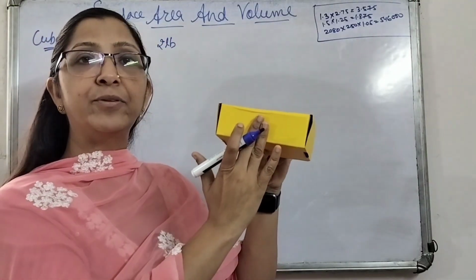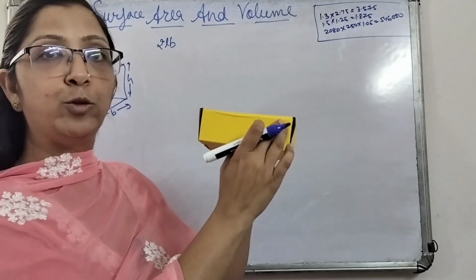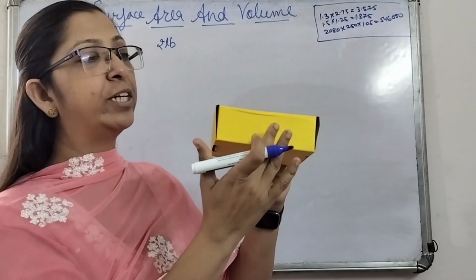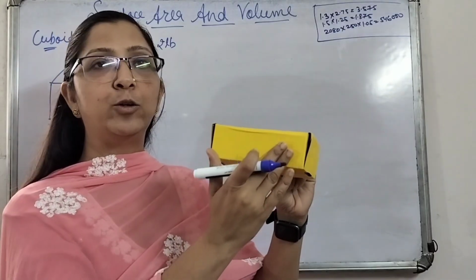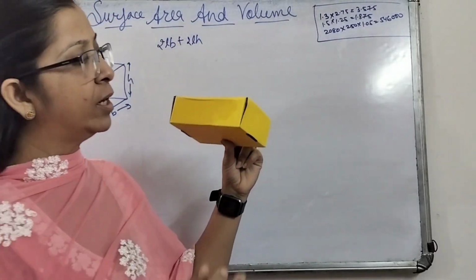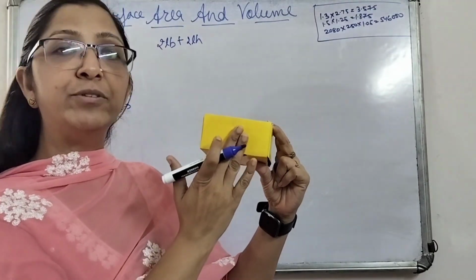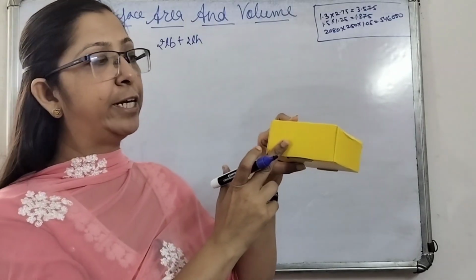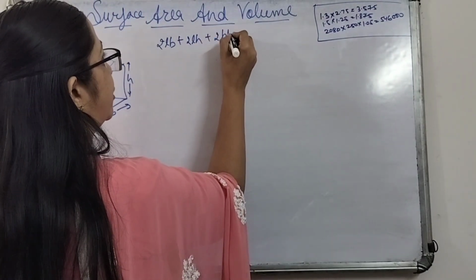Now if we consider this face, this is L and this is H. So the area of this face will be L into H, and the area of the opposite face will also be L into H. So the area of these two faces, front and back, will be 2 times L into H. Now if we take this face, this is B and this is H. So the area of this face will be B into H. Similarly, the area of the opposite face will also be B into H. So the area of these two faces will be 2 times B into H.